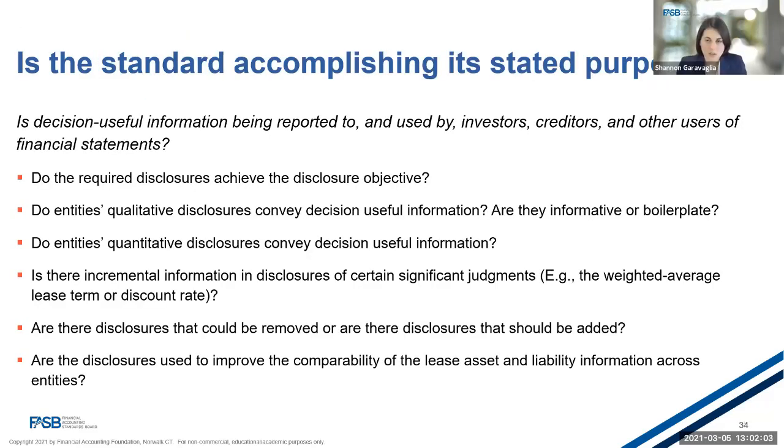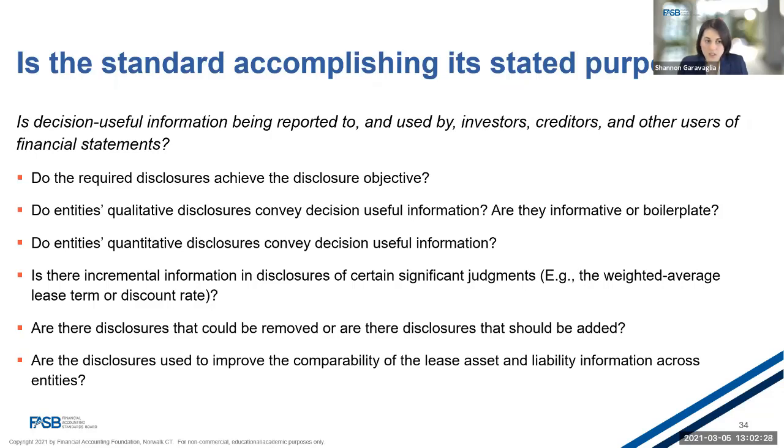Thanks, Jeff. So not surprisingly, a lot of our questions in the disclosure area pertain to this first question about decision useful information being reported. So first and foremost, we're interested in understanding whether the required disclosures achieve the disclosure objective as outlined by Bobby, which was about the amount, timing, and uncertainty of cash flows. Then Bobby also talked about the qualitative and quantitative disclosures.